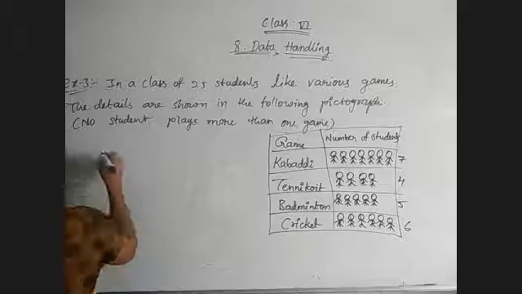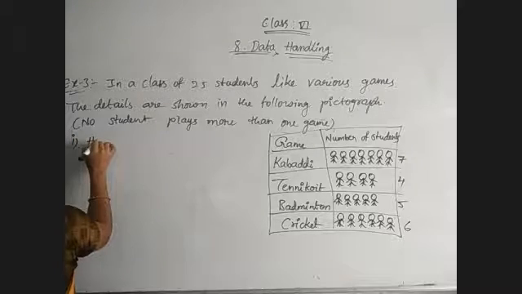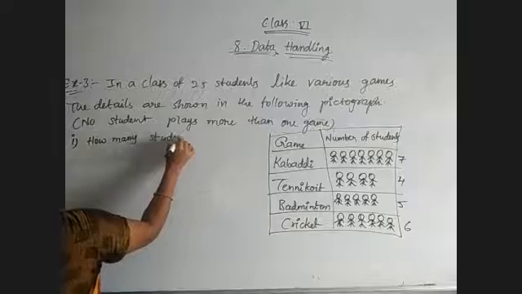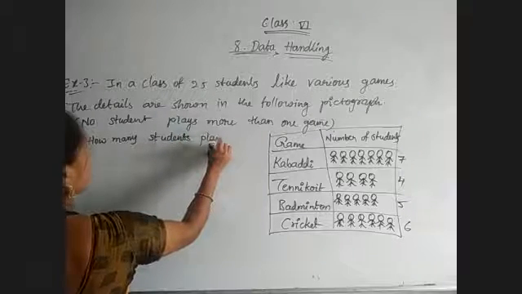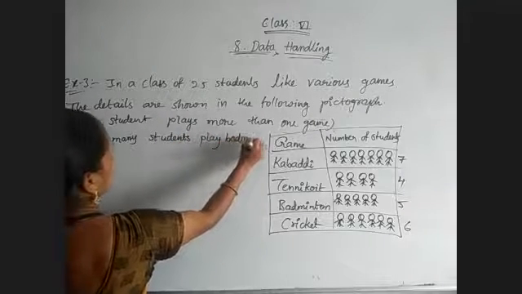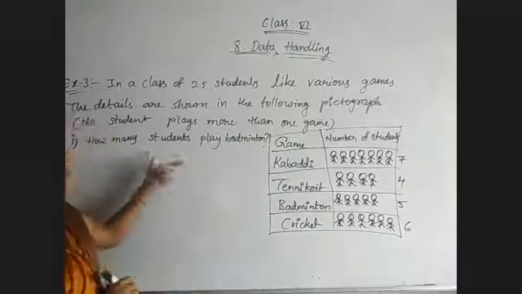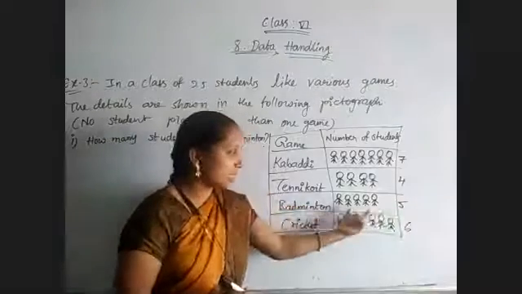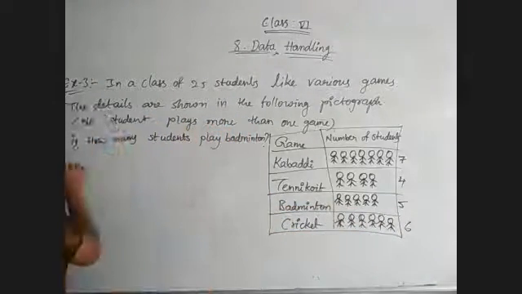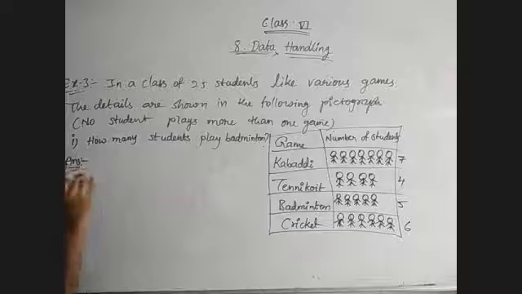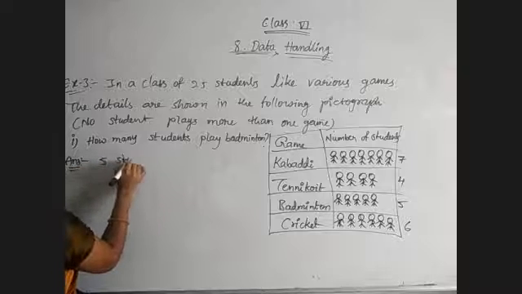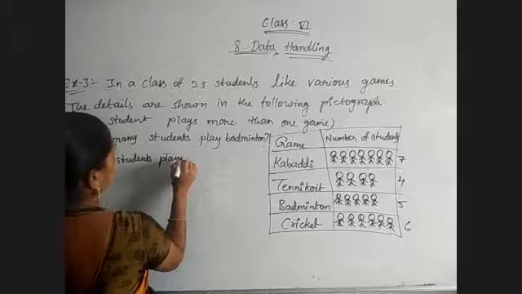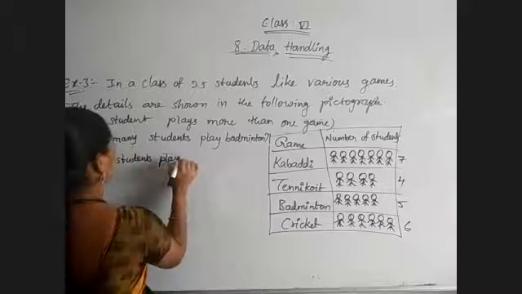Now, first question, answer these questions. How many students play badminton? So now observe the question. How many students play badminton? Badminton, how many students play? 5. 5 symbols are given. So 5 students are playing. Why? Because here each symbol represents only one student. That's why 5 students play badminton.